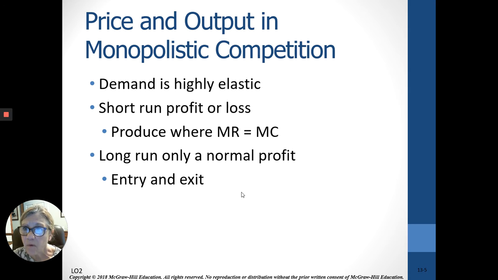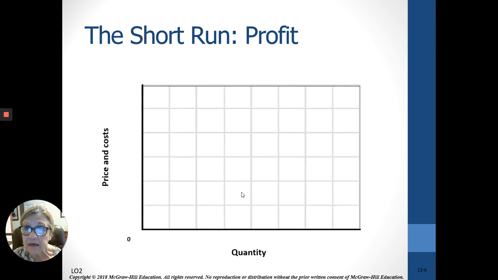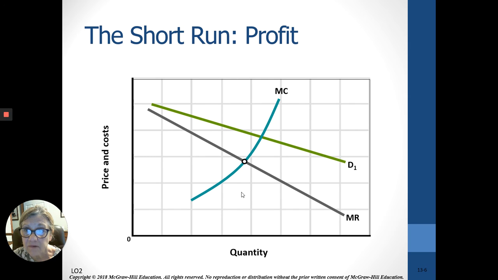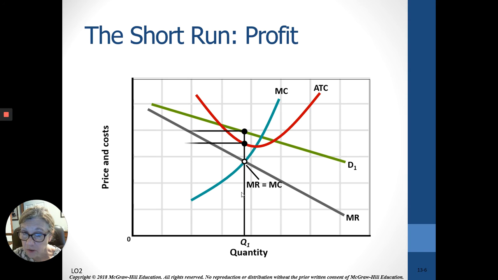So, what about demand for a monopolistic competitor? Highly elastic, not perfectly elastic. Price matters. There may be a short run profit or loss, just like any other market structure, but they're still going to produce where marginal revenue is greater than or equal to marginal cost. So let's look at, in the short run, a monopolistic competitor making a profit. Again, they're going to produce where marginal revenue is greater than or equal to marginal cost and charge a price on the demand curve. So in this case, if that price is above the average total cost, they have an economic profit.